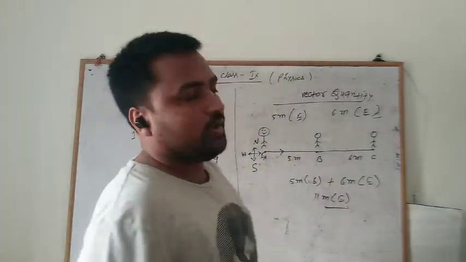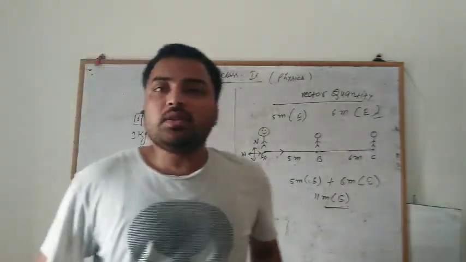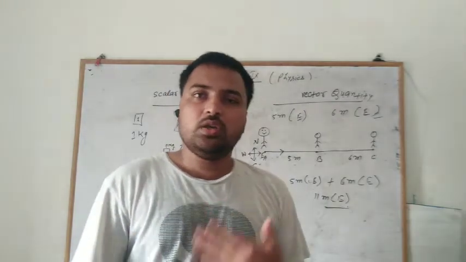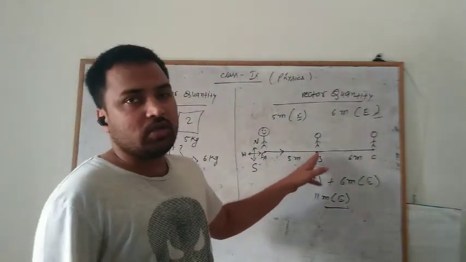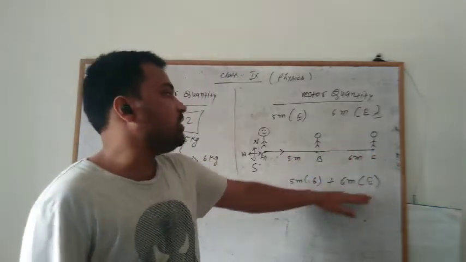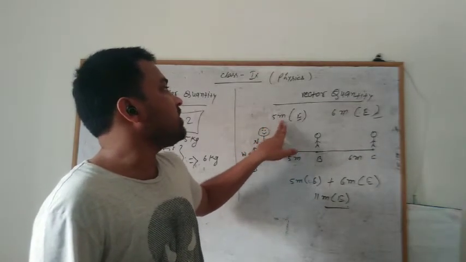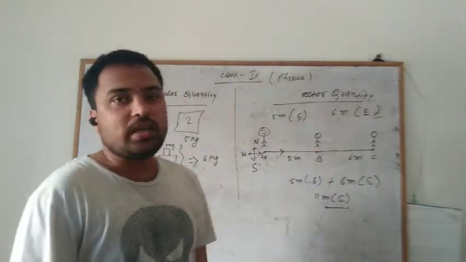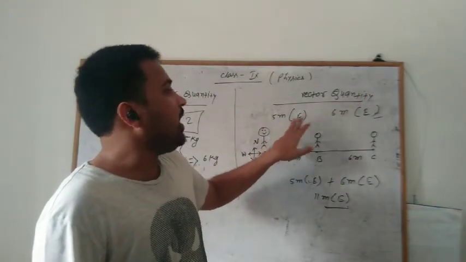So what we understand is that vector quantities can simply be added or subtracted together when they have similar directions. Here Ram is displaced 5 meters in the north direction as well as 6 meters in the north direction, so the total displacement is 11 meters in that direction. That is called a vector quantity, because it has magnitude as well as direction.